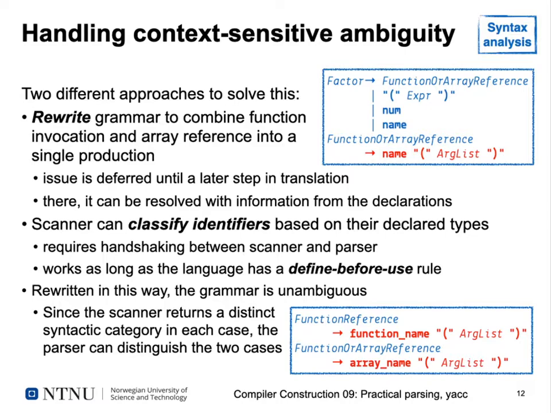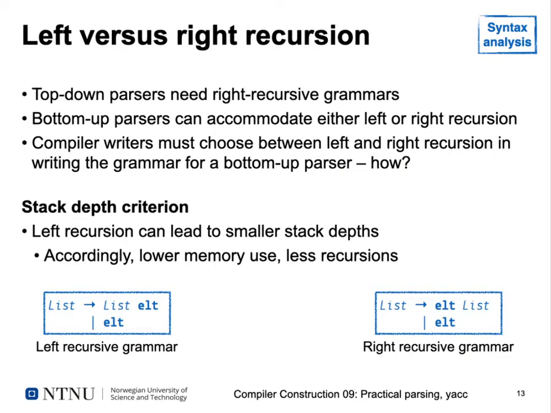So rewritten this way, the grammar would be unambiguous, since the scanner returns a distinct syntactic category in each case, and so the parser can distinguish between the cases.